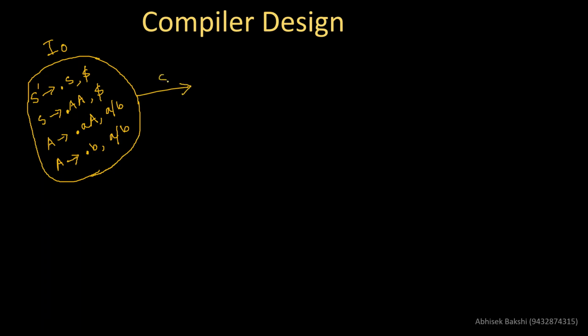Then what I have is capital S. So what basically we can do here is simply the augmented production. There is nothing to do here, just S' → S., that's all, right? And this is dollar. Now next go for capital A. For capital A, I will write S → A . A, dollar.